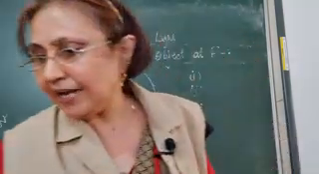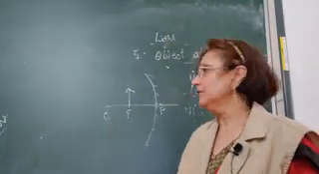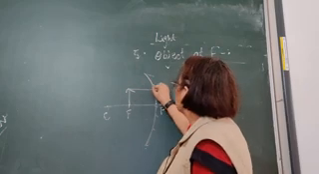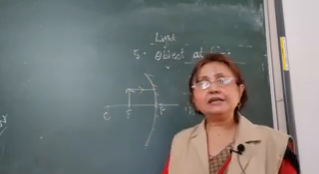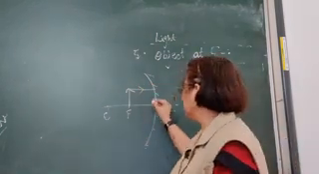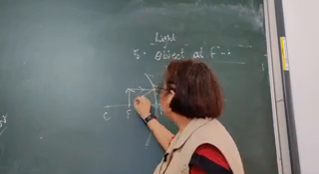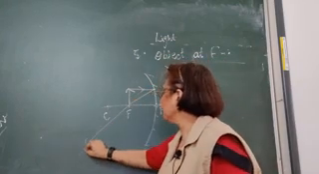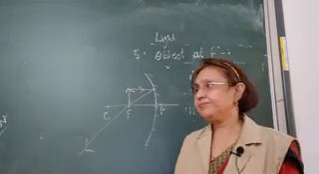The first incident ray is parallel to the principal axis, and we know that the ray which is parallel to the principal axis, after reflection, passes through the focus. So this is the reflected ray.